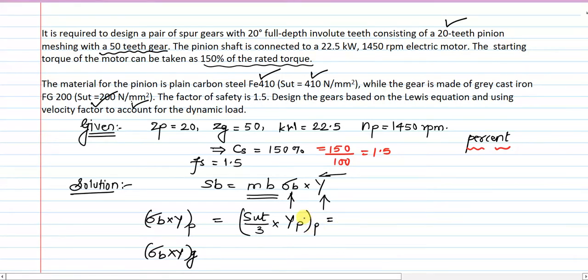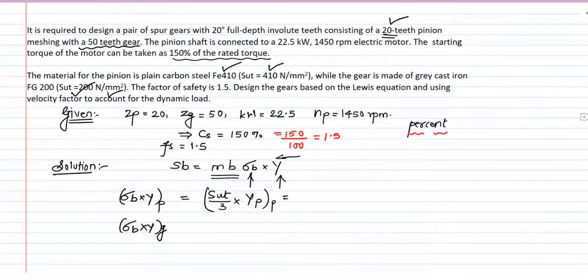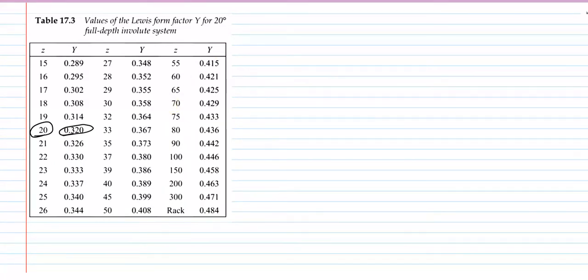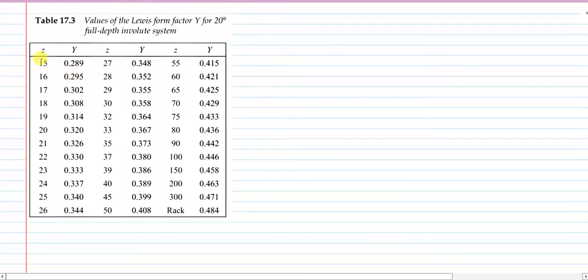So for pinion, we have 20 as the number of teeth. So we will refer to the table of Lewis form factor. In this case, we observe that for 20 number of teeth, the Lewis form factor value is 0.320. So we will use this value. It is specified against the number of teeth on that particular element. So we have Z and we have Y. For 20 number of teeth, we will select Y as 0.320. This is for pinion.